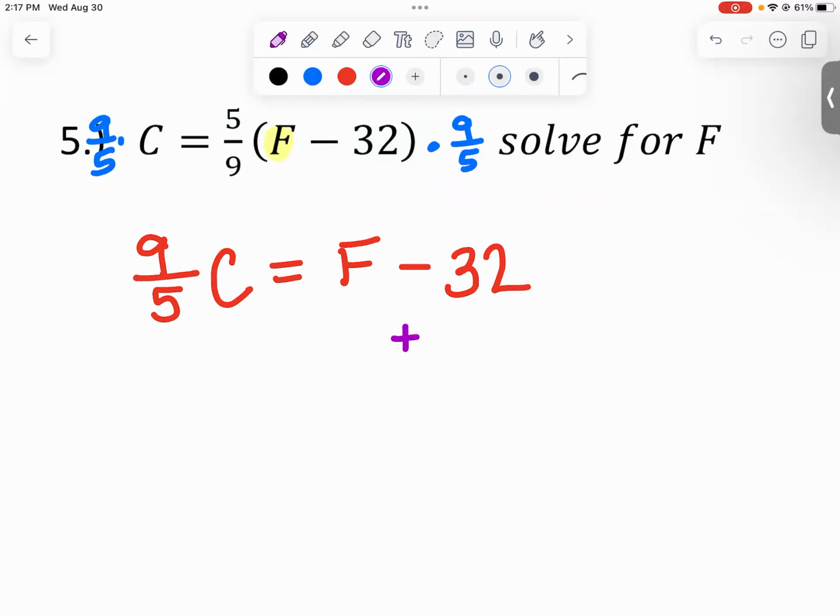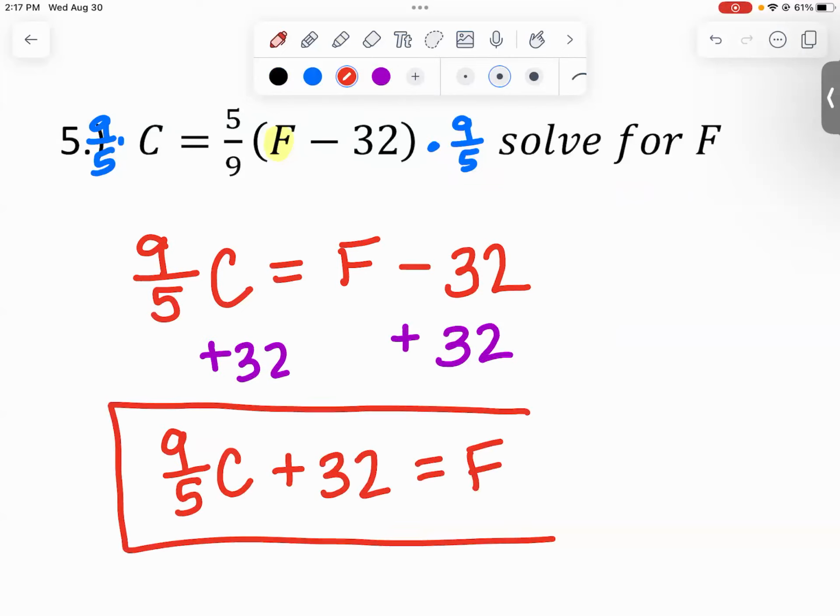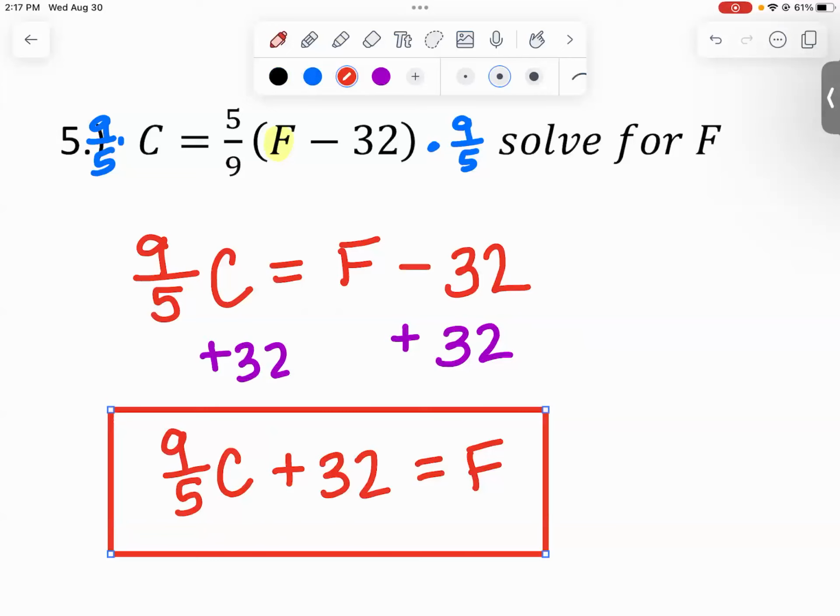Then our last step, now Kaden, we can take care of this 32. So we have 9/5 C plus 32 equals F. So now if you're anywhere but the United States and they give you a Celsius temperature, you can plug it into here to get your Fahrenheit.